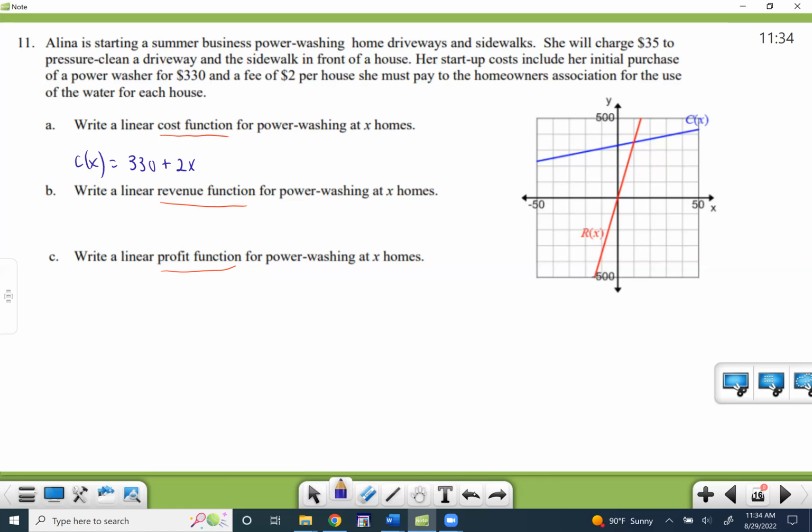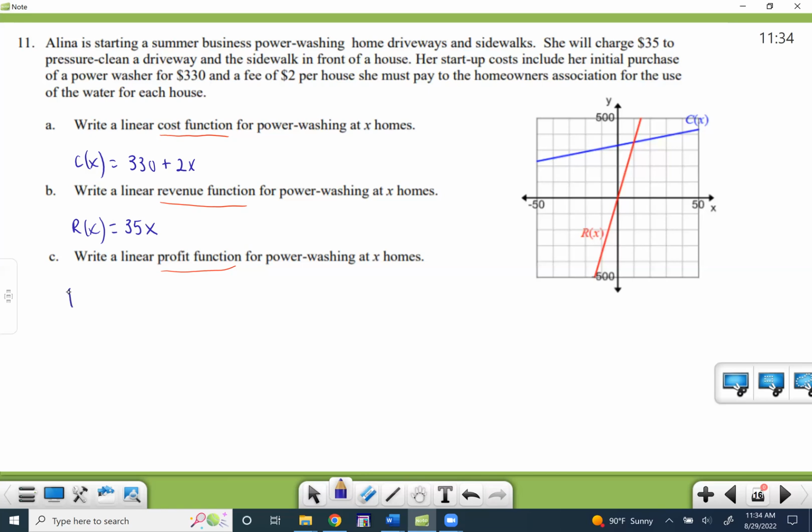Let's go ahead and write the revenue function. So how does she make money, right? For the revenue function, she's going to charge $35 per house, right? So she's going to make $35 per house, so it also gets a variable. It's not a flat 35 bucks she made, it's $35 per house. And that's the only money I see coming in for her. That's the only revenue for her.